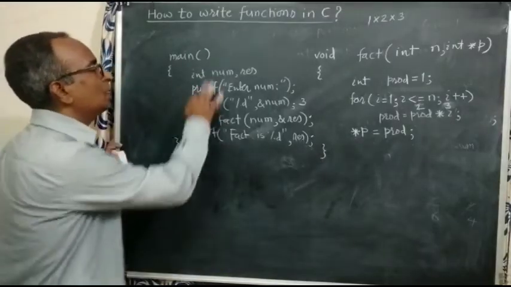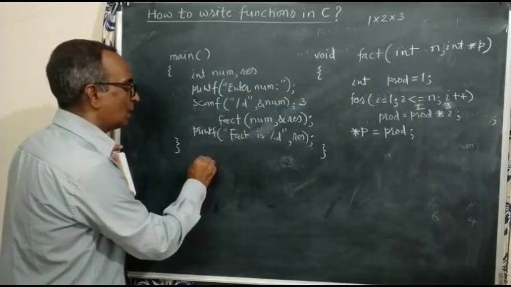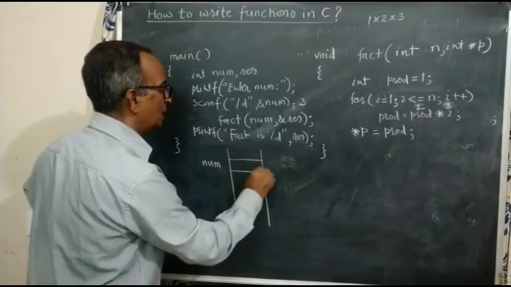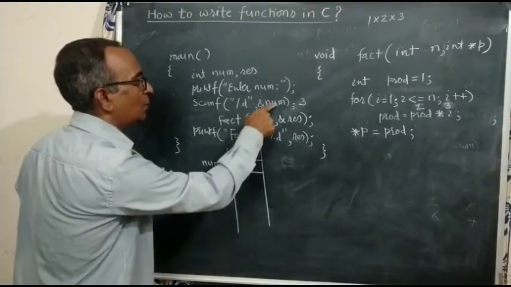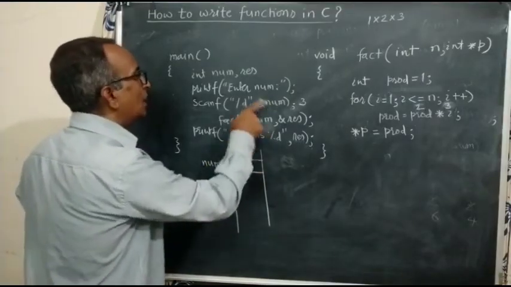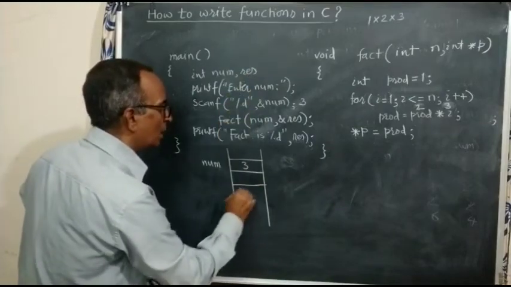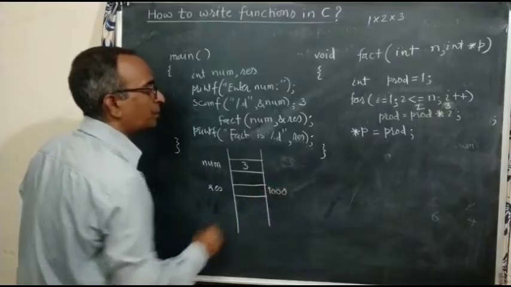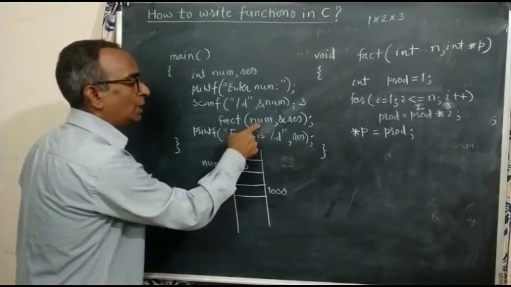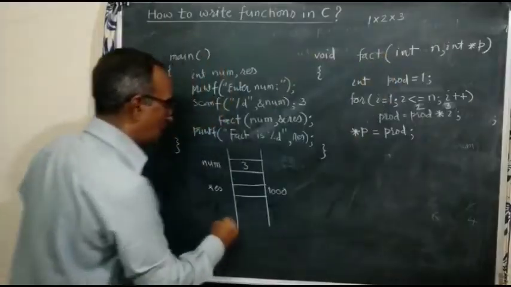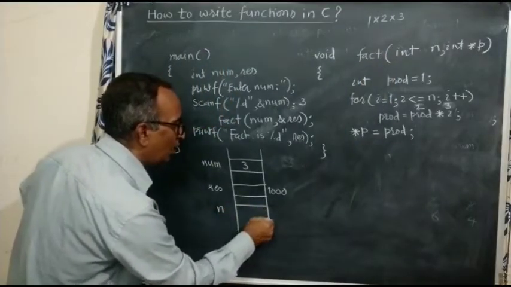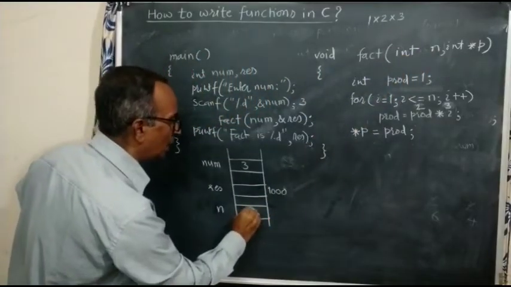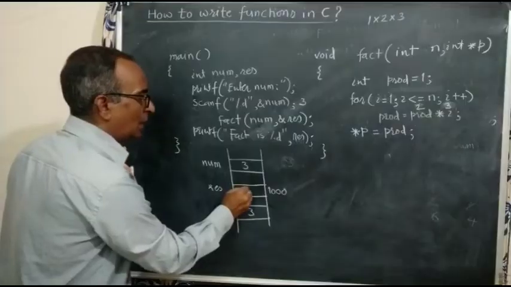Let us see. This is main's area. Somewhere the number is in memory. This is main's number. You are reading it as 3, suppose. Now result is one variable. Its address is suppose 1000. Now we are calling this n. Somewhere n will be there in memory. This number will be copied into this n. So 3 will be here. Here there will be some garbage value.